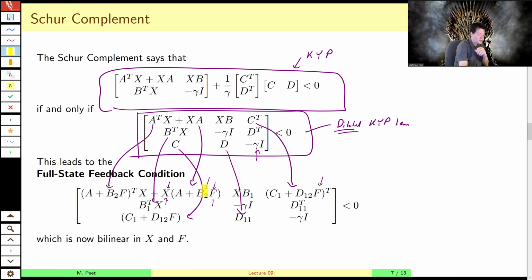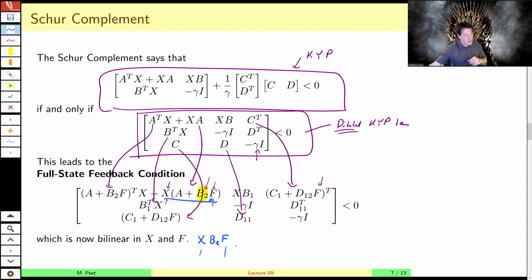Right? There's this term B here. So if we take these two bits right here, we have a term that looks like X B2 F, right? So the X and the F don't multiply, so we can't do the variable substitution quite yet. Now, as we noticed in stabilization, there's a dual version of the Lyapunov inequality, and so the question is, is there also a dual version of the KYP lemma?